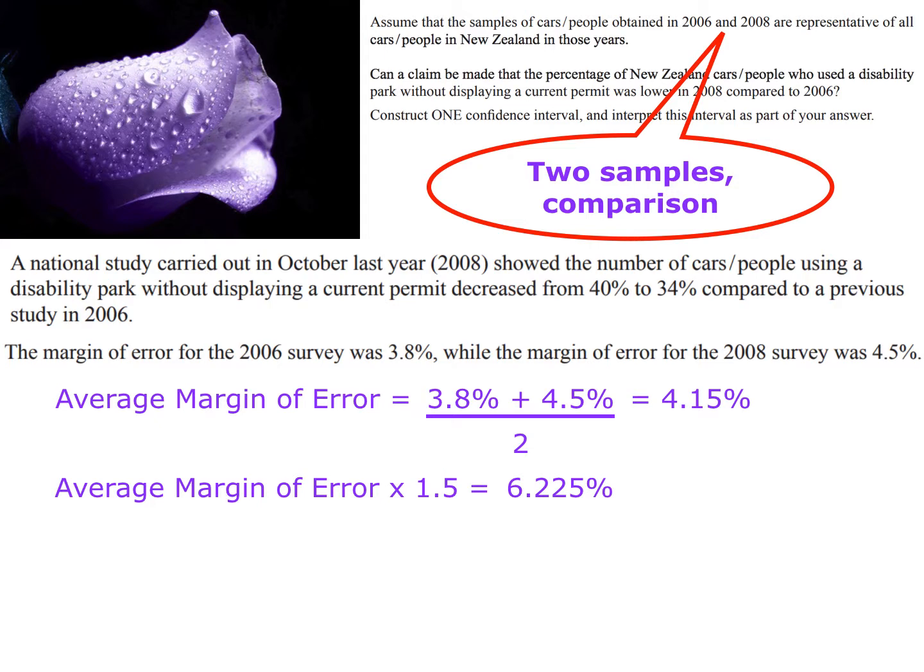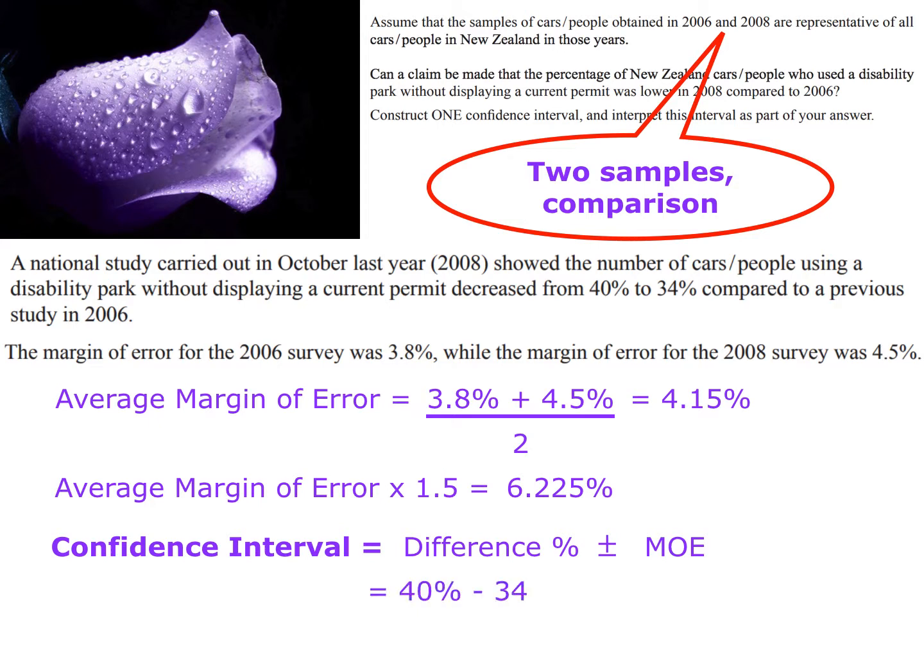The next thing we need is to know what the formula is. The formula for a confidence interval is that we want to find the percentage difference plus or minus that margin of error. So we've got to work out that percentage difference. We've got two statistics, 40% and 34%. We need the difference. Difference means subtract. So we're going to subtract those two, plus or minus that margin of error, which we found of 6.225.